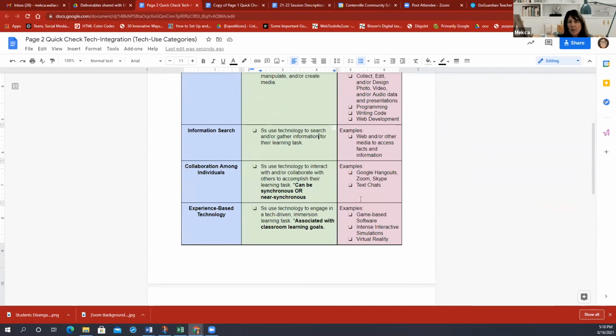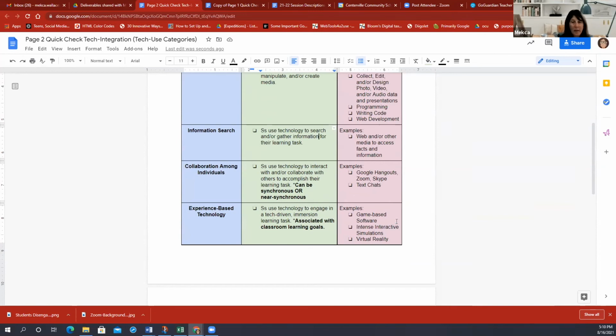Collaborating among others, using Google Hangouts. We probably all have been getting very good at using Zoom, even some Skyping. I also think about our back channels that might take place during some of the wonderful fishbowl activities that we've had.